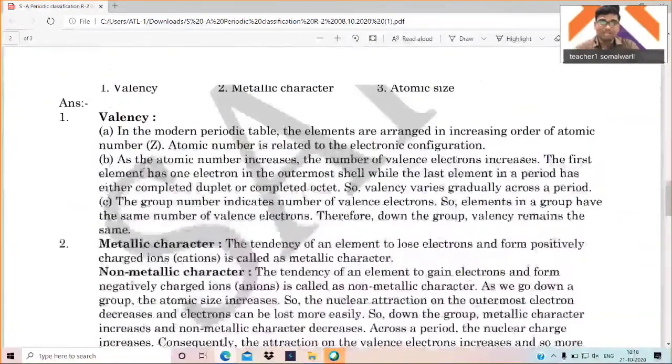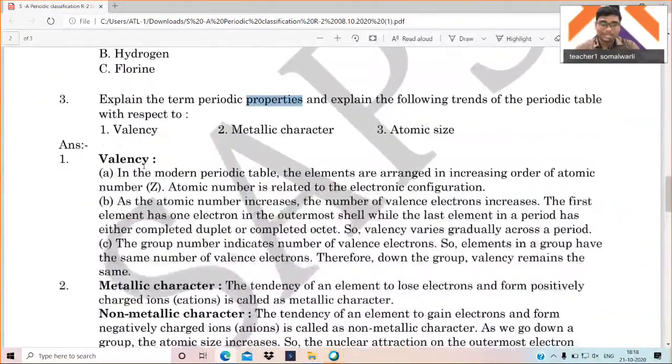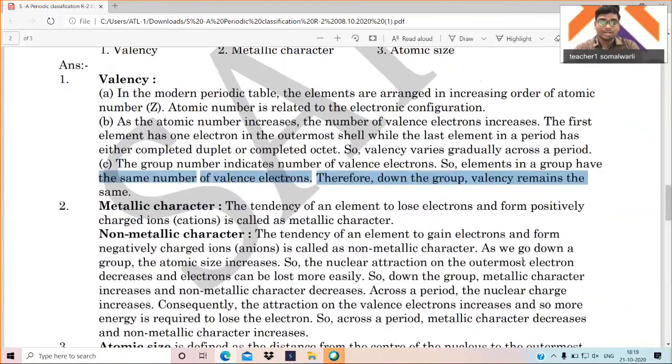So the valency varies in the periodic table, from left to right and top to bottom. But always remember, along a group, valency always remains the same. Elements belonging to the same group have the same outer electronic configuration, so they show the same valency. That is important. Next, you have to comment on metallic character.